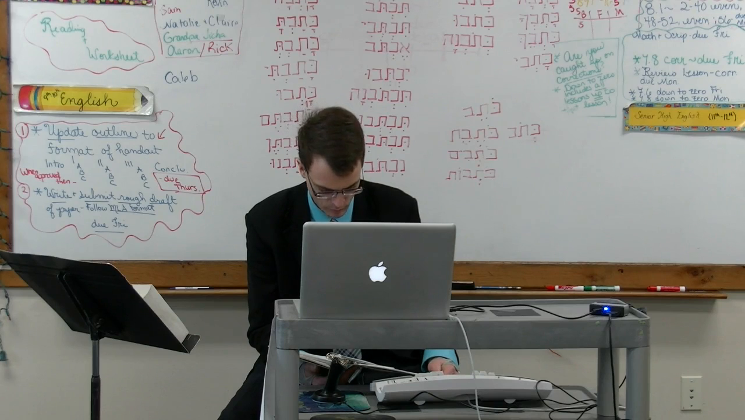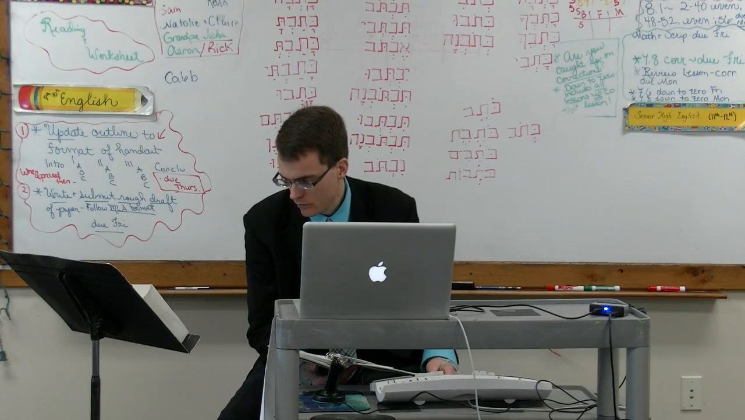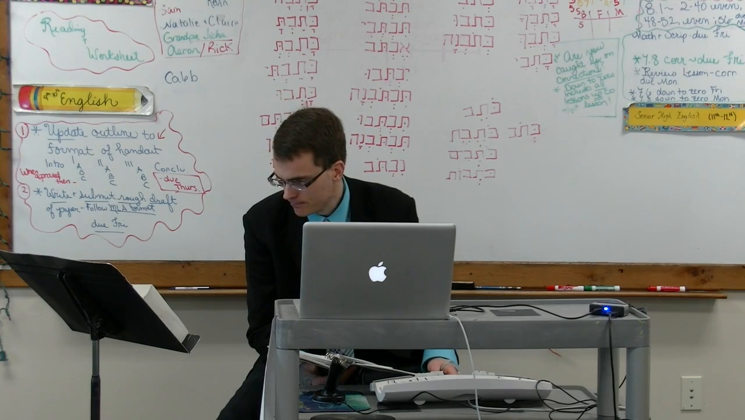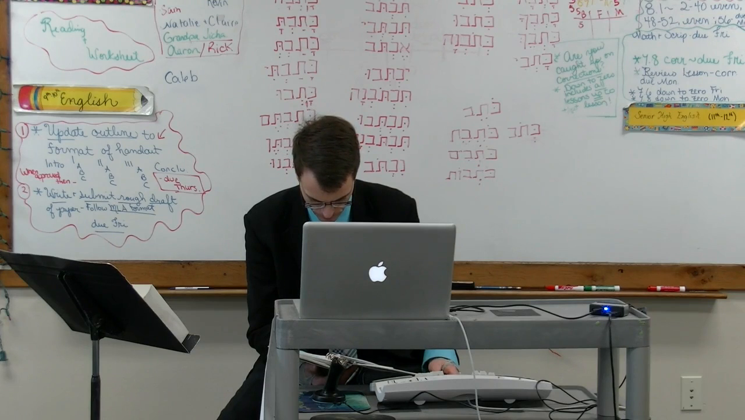It would be one dot instead of two dots. So instead of Zakef Katon, little Zakef. Wait, what, one dot. Desha. Okay, I was looking at the other word. It's actually two accents below the Zakef Katon.